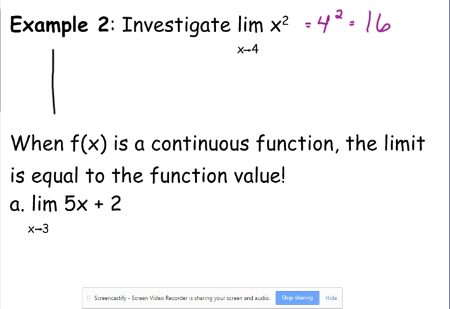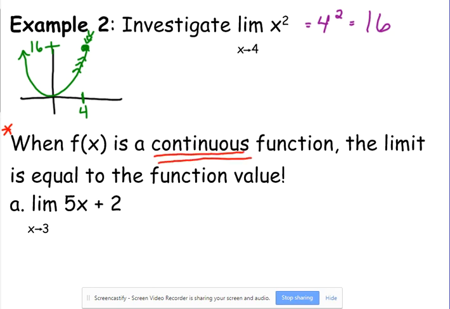So let me sketch out that graph really quickly, just so we're sure. You've got to know what x squared looks like. Okay, x squared goes through the origin. It's just your simple parabola. So if our x value is 4 right here, the question is, what y value are we approaching? We are approaching, and I know my scale's terrible here, but we are approaching a y value of 16. So you see that statement: when f of x is a continuous function, this is the key, it must be a continuous function, then the limit is simply equal to the function value.